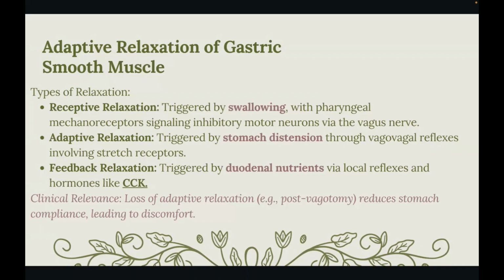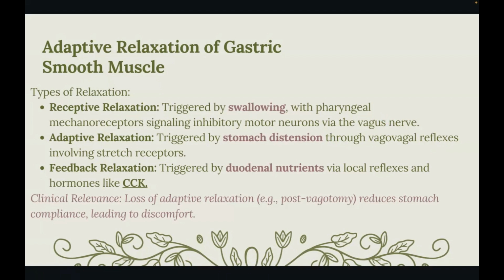For the adaptive relaxation, here we're going kind of down towards the stomach. Adaptive relaxation, from the word adaptive, is due to stomach distension. When the stomach starts to distend, it starts to adapt, so it starts to relax. And this is via the vasovagal reflexes again, and stretch receptors. Stretch receptors are just receptors that get stretched, and when they get stretched, they send a stimulus to the brain so it knows, oh, we're being stretched.